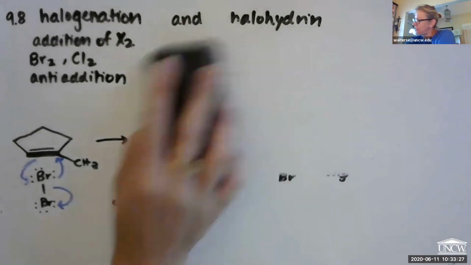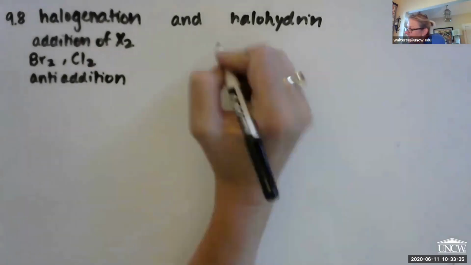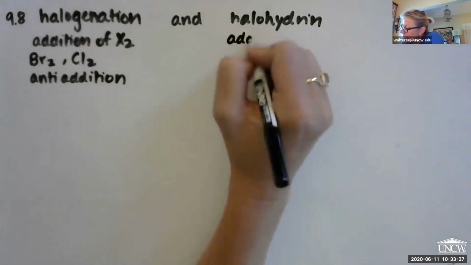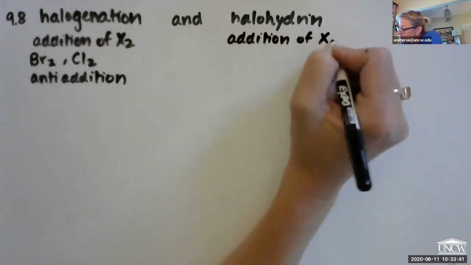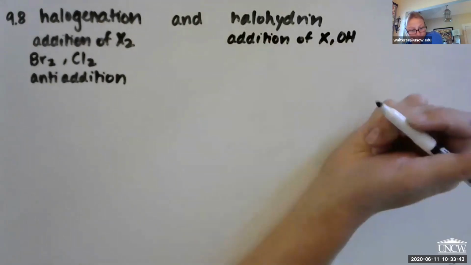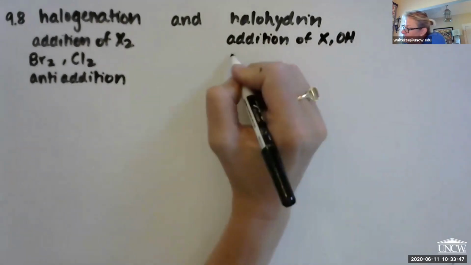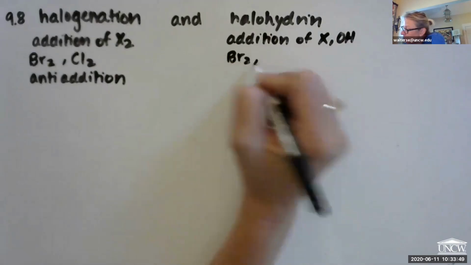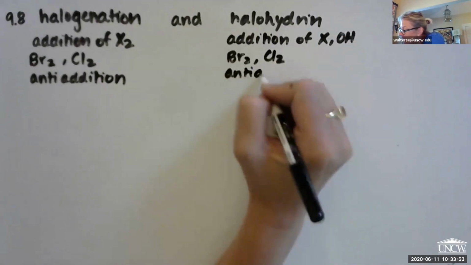So the next one is the formation of a halohydrin. And a halohydrin is the addition of a halogen and a hydroxide. These will use bromine or chlorine and add by anti-addition.